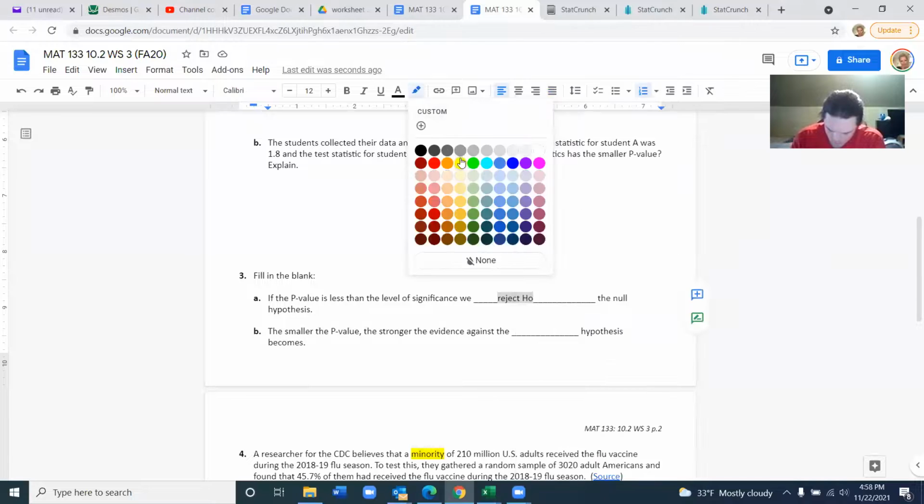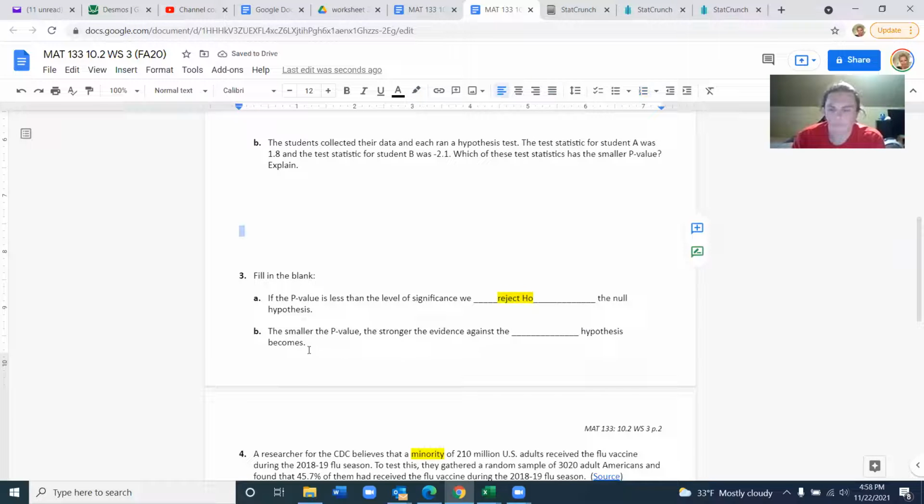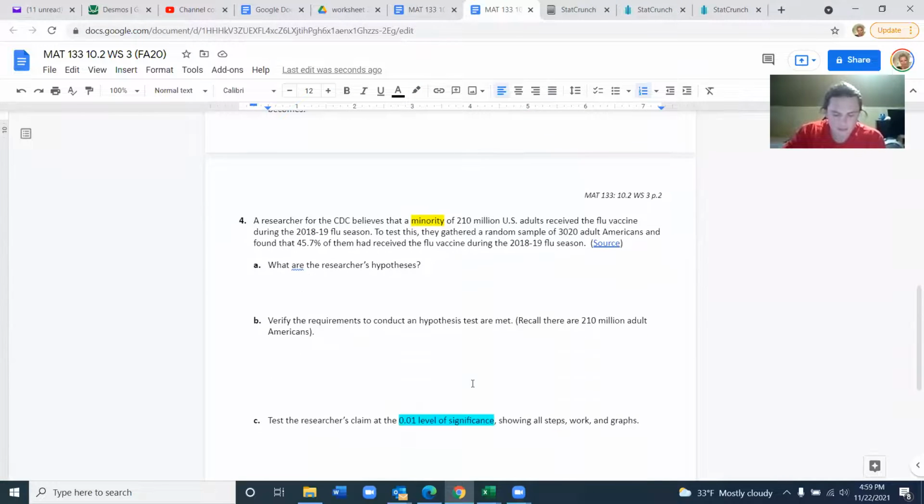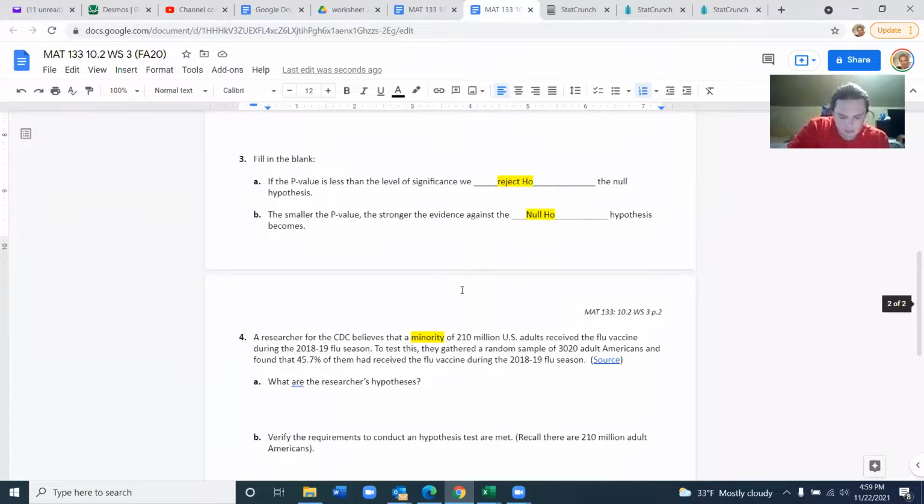I'm going to shade it. Okay. For B, it says the smaller the p-value, the stronger the evidence against the blank hypothesis becomes. Null. The null hypothesis. Yep, H0. We've been saying that, so let's just write H0. Awesome. Any questions on that one? This was another good one.